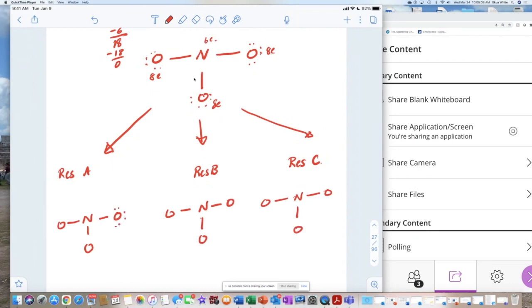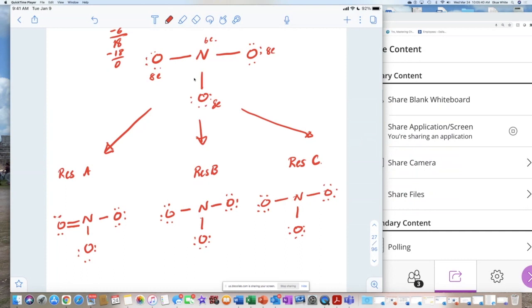Okay, fine. Now, the one on the left for resonance A is the one giving up its electrons. Let me see if I can erase this with no problem. Oh, they're gone. Good. That's the one helping nitrogen in the middle.